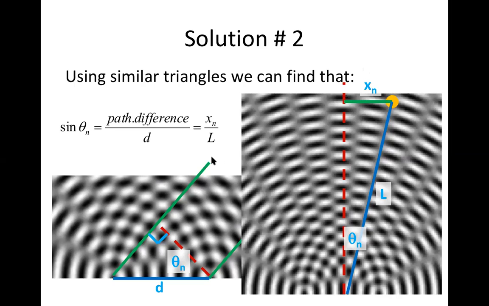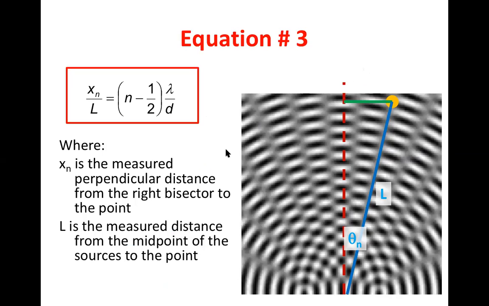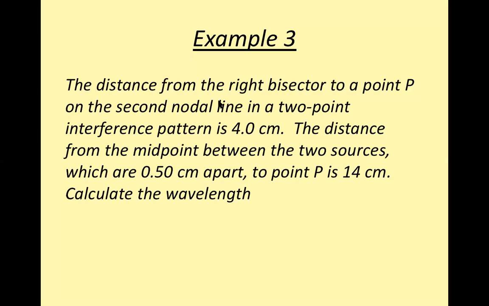There's so many lines. I hope you are color coding your formula sheet. So we have xn over L, which is the perpendicular distance from the right bisector to the point, over the length of the line from the midpoint to the point, equals n minus 1/2 times lambda over d. And d is, again, the distance between the two sources. Okay, let's practice that one.